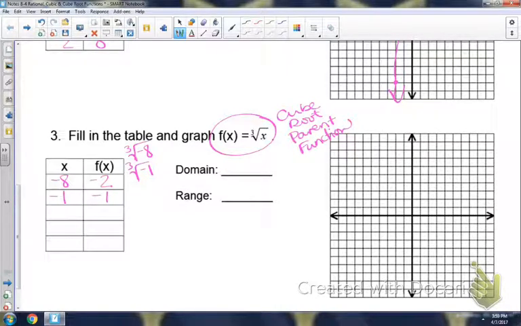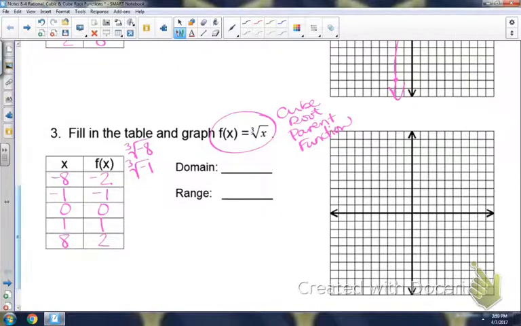Okay, so then 0, cube root of 0 is 0, and then 1, cube root of 1 is 1, and then we'll do the 8. Cube root of 8 is 2. So those are going to be your parent function values on a cube root graph.